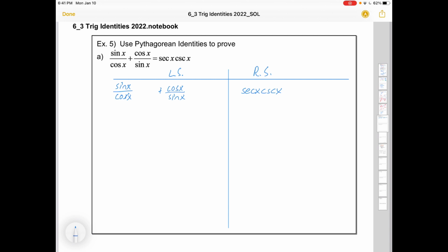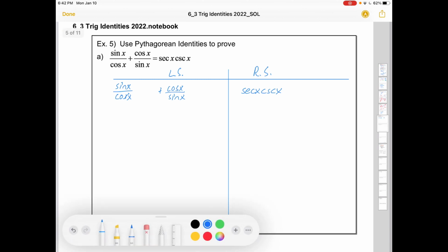When I look at this, I got two things that I don't like about it. I don't like that there are fractions that are separate on the left. And I don't really like that there are ratios that are not in terms of sine and cosine on the right. You can just work one side and turn it into the other, or you can kind of have them meet in the middle. I'd be inclined to make them meet in the middle here, and I'd try and get everything to sine and cosine.